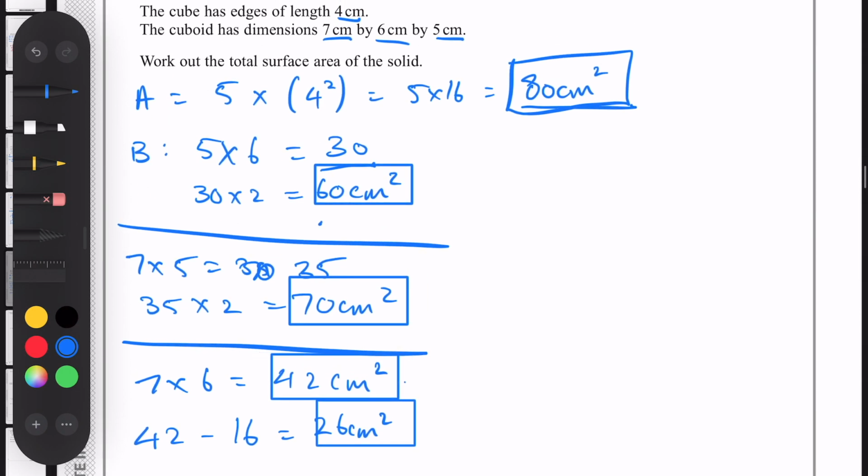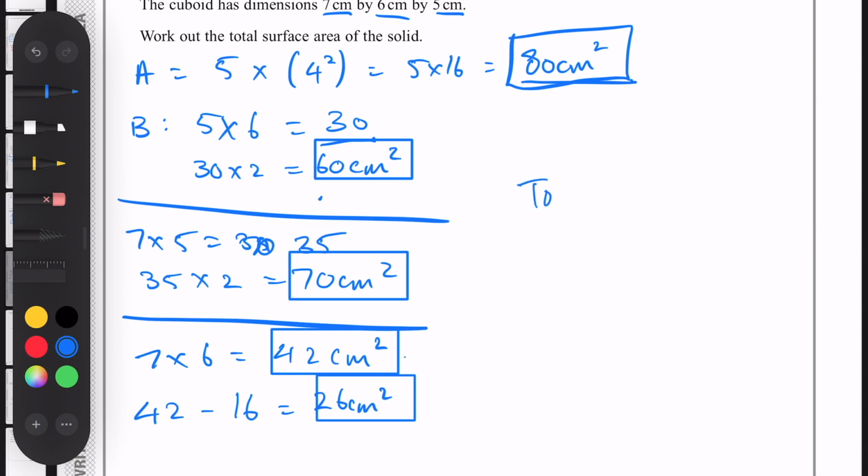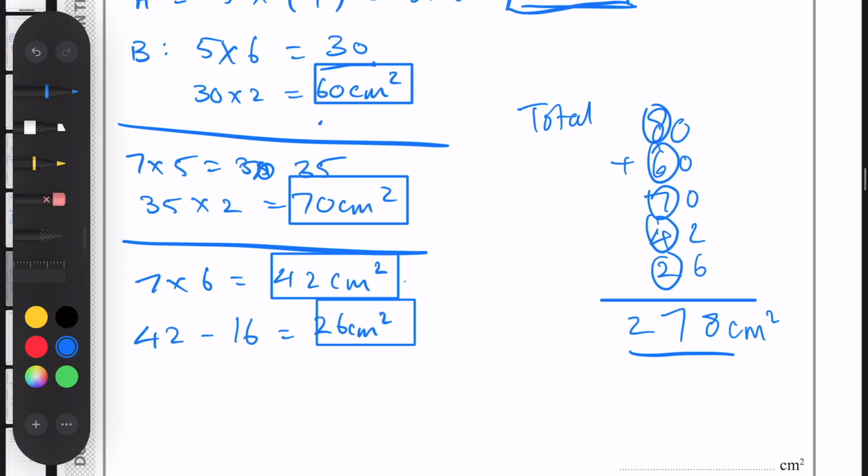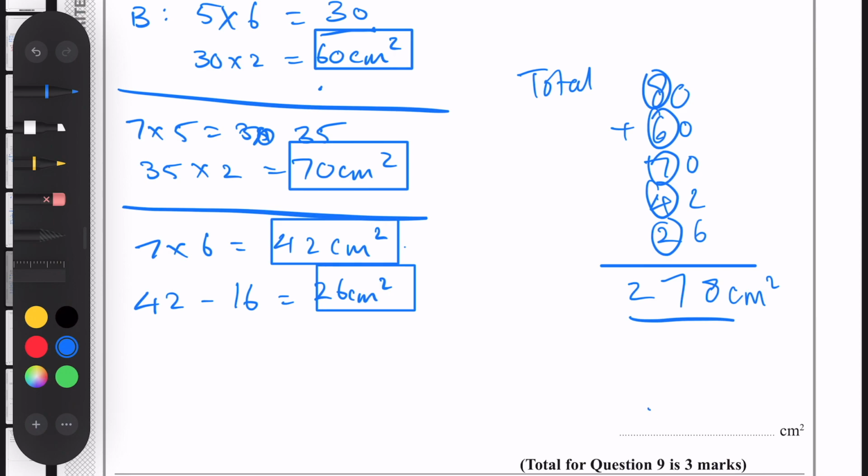It's just about adding them all up together now. So the total is going to give you 80 plus 60 plus 70 plus 42 plus 26. And we just need to add them all up together, which will give you 8. 2 and 8 give you 10. 6 and 4 give you 20. 27. 278 centimetres squared.